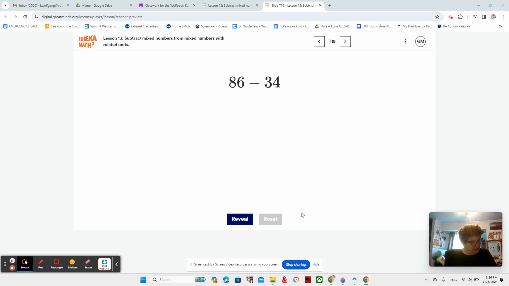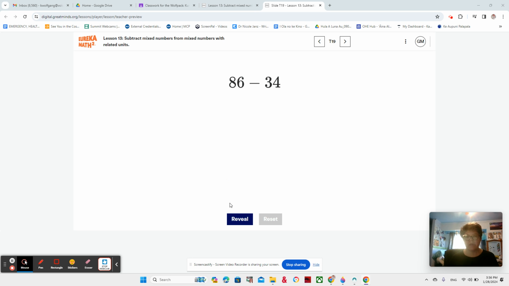As you can see, I have an expression on the screen, 86 minus 34. Can you subtract that mentally? What do you think? If you need to write it down real quick, you could do that too. 86 minus 34: 6 minus 4 is 2, 8 minus 3 is 5, or 80 minus 30 is 50, so 52, right? All right, not too bad.